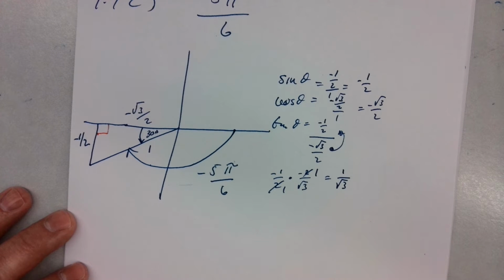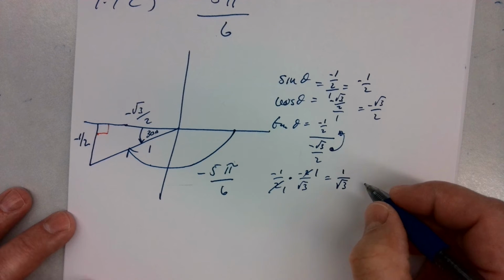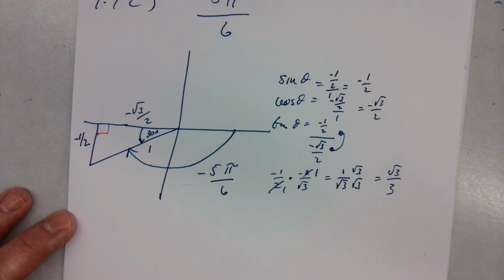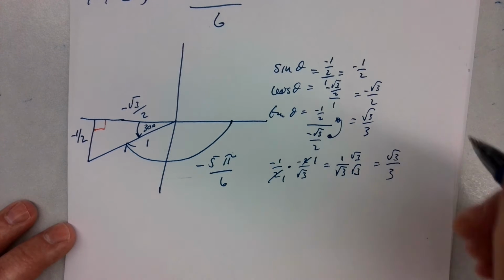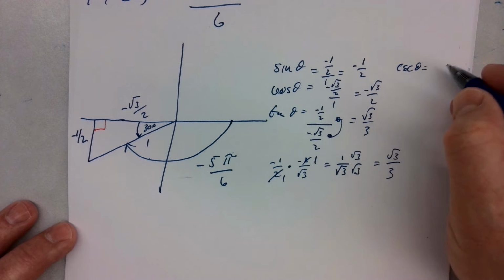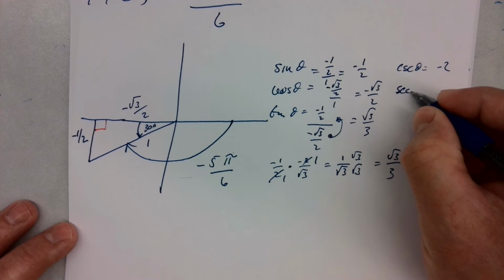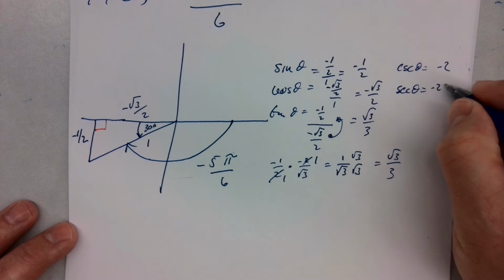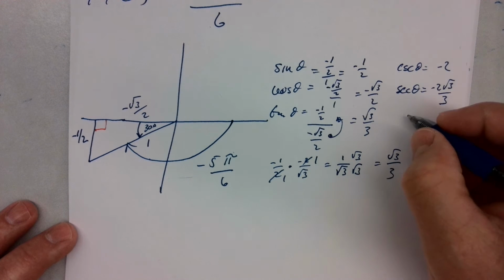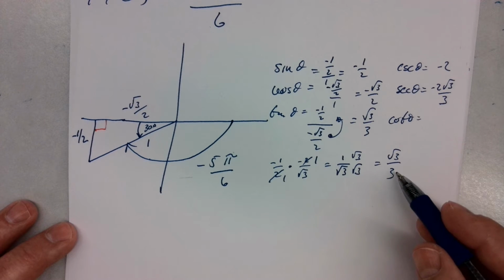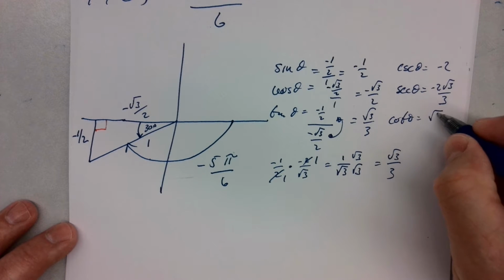But what's wrong with that? I can't have a radical in the denominator, so I'm going to rationalize root 3, and I'm going to get square root of 3 over 3. And then to do the other ones, I'm just going to flip that. So the cosecant is negative 2. The secant of theta is going to be negative 2 roots of 3 over 3, right? And then the cotangent of theta is just square root 3, right?